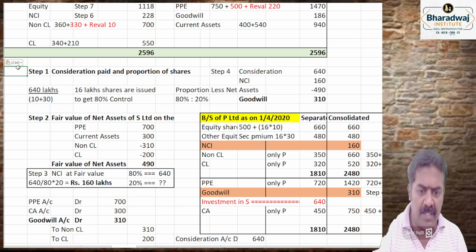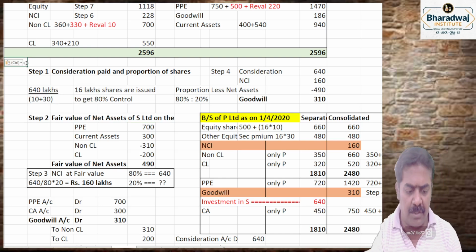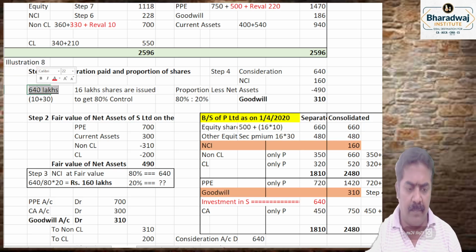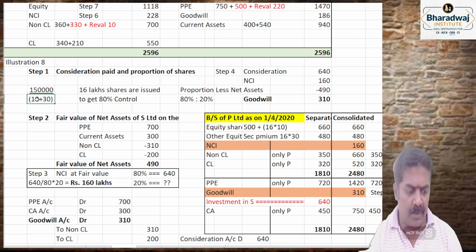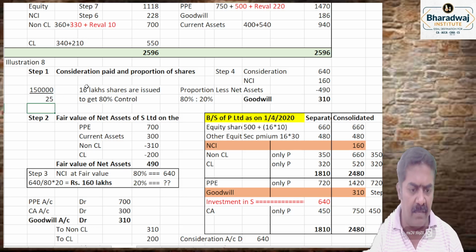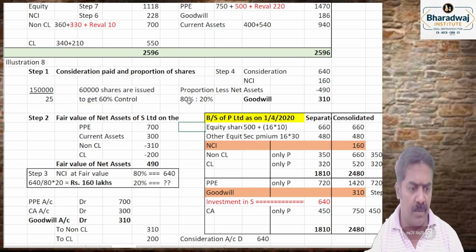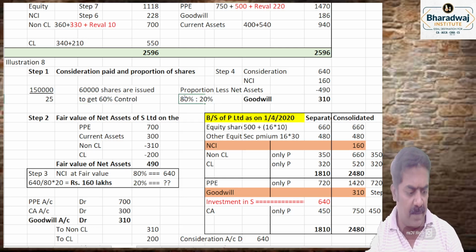Same as the question we have done previously. This is illustration number 8. What is the consideration paid? 1,50,000 divided by 25. How many shares are issued? 6,000 shares are issued to gain how much control? 60% control. So the proportion is 60% to 40%.